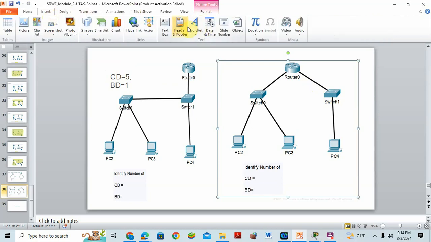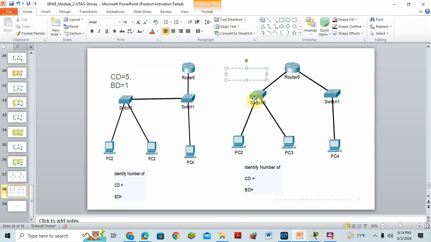Insert text box. Okay, so in this topology, how many collision domains? The switch has 1, 2, 3, 4, 5 connections. Okay, CD equal to 5. Broadcast domain: the router has 2 connections, 1, 2. So broadcast domain equal to 2.